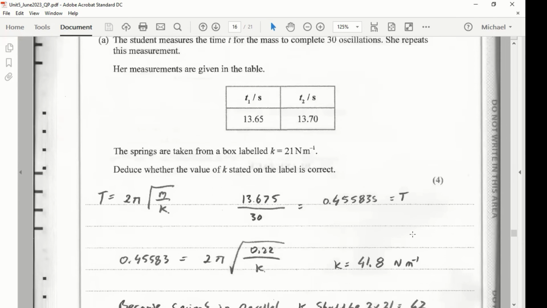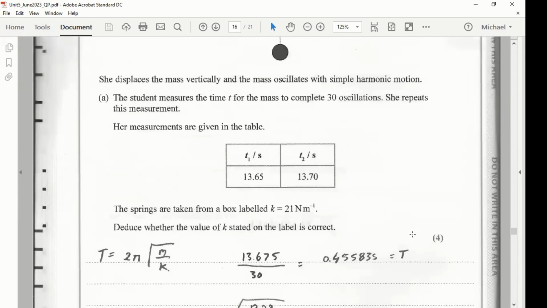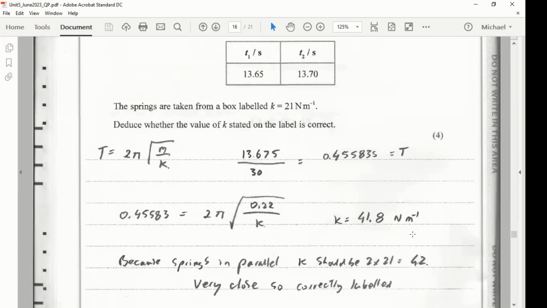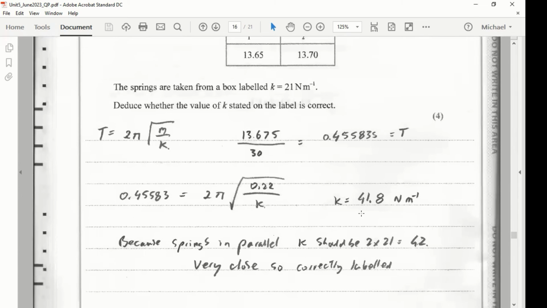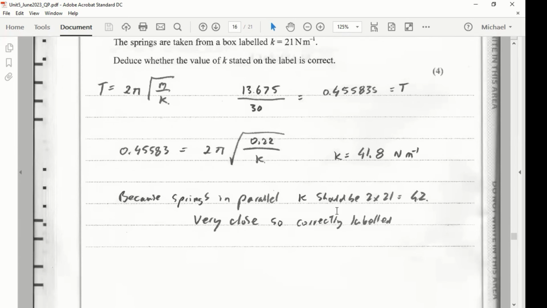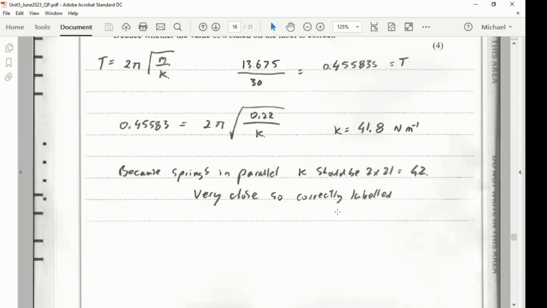But you need to know that because the springs are in parallel, the stiffness adds up. So therefore, K should be about half that value. So we're saying that if they were 21, the K value would be 2 times 21, which is 42. So the predicted value of 42 is very close. So it does appear to me to be correctly labelled. That's it. So it's correctly labelled. Looks good to me.